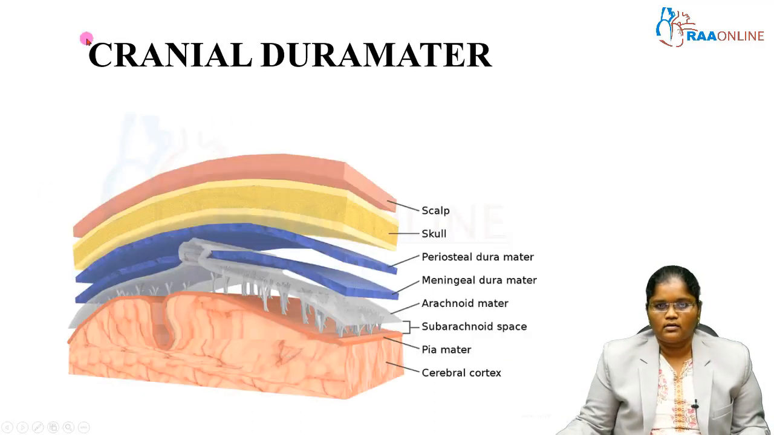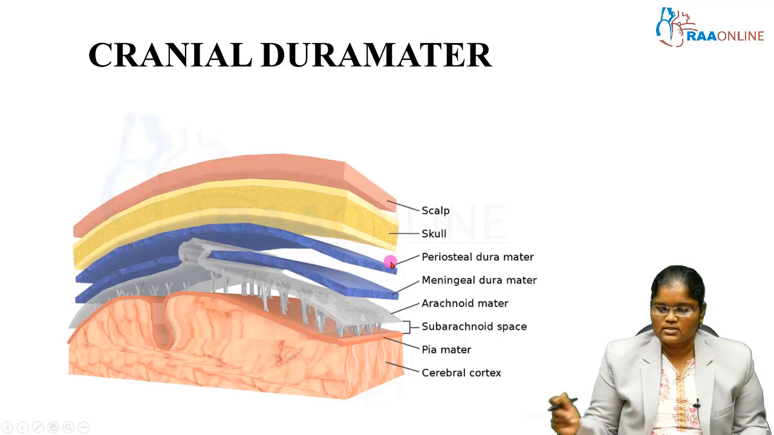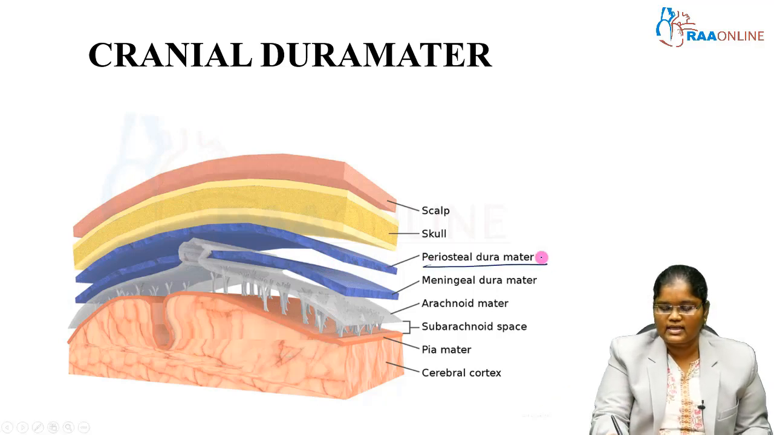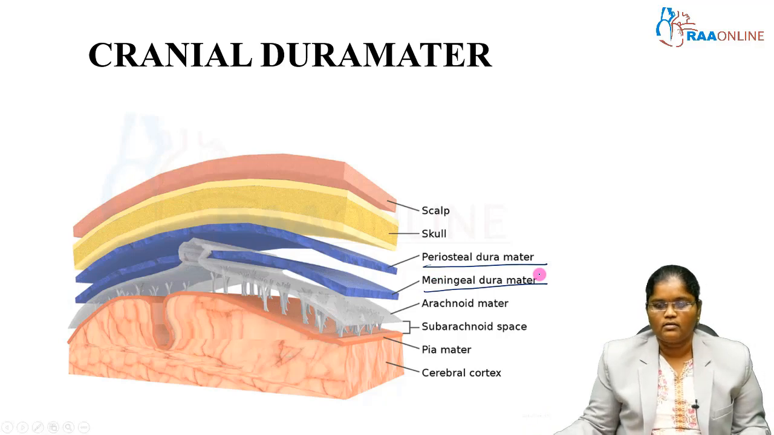So let's see the cranial DURAMATER, because we already discussed the DURAMATER is a continuation of the meningeal layer of the cranial dura. Because the cranial dura has two layers, this is periosteal DURAMATER and the second is meningeal DURAMATER. So the inner aspect, this is the brain covered by pia mater, arachnoid matter. On the outer, there is two layers of DURAMATER. The outer one, which is lining the inner aspect of the periosteum of the skull, is the periosteal DURAMATER, and the inner one is the meningeal DURAMATER.